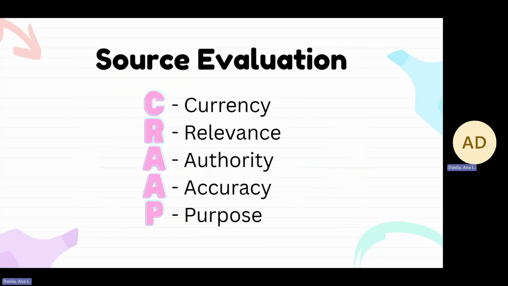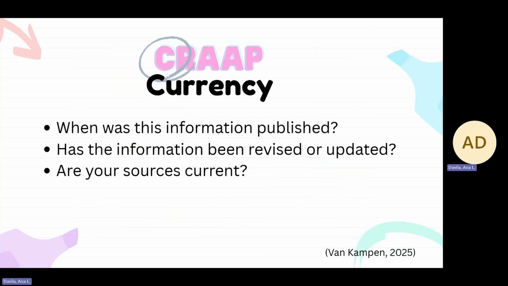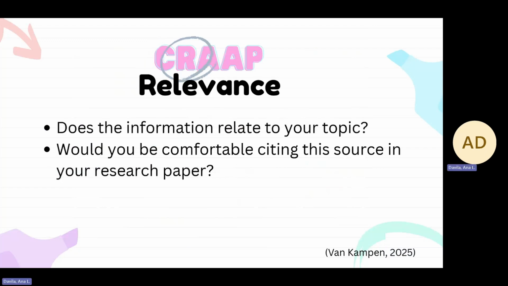So CRAP stands for currency, relevance, authority, accuracy, and purpose. So these are the things that you're gonna pay attention to when you look into these websites, right? Because everybody puts their two cents in and everybody has their opinion. So let's see. When you look for currency, like when was this information published, right? But you also have to pay attention because you need 4 sources that are within the 5 years. Has the information been revised or updated? Are your sources current? So make sure that when you're reading this, you keep these questions in mind. Then you have relevance. Does this information relate to your topic, guys?